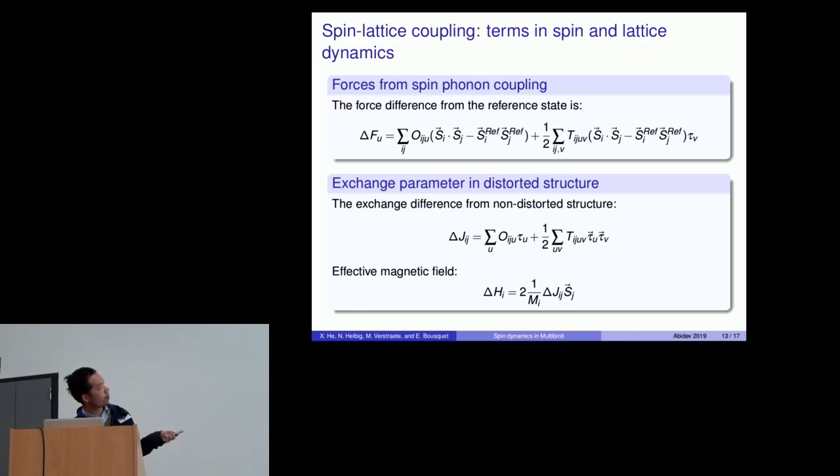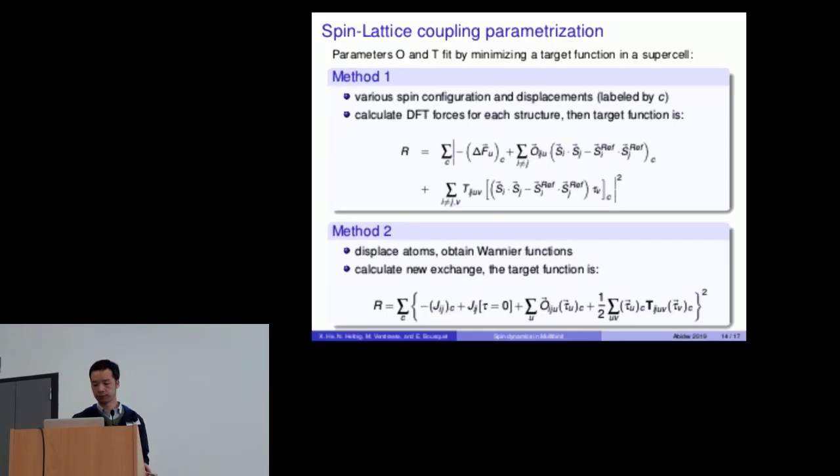As you can see, these two quantities can already be computed from DFT, so we can use that to fit the parameters like O_iju and T_ijuv. We have two methods to do that. One is to fit them to the forces from DFT. The other is to fit them to the exchange parameters.